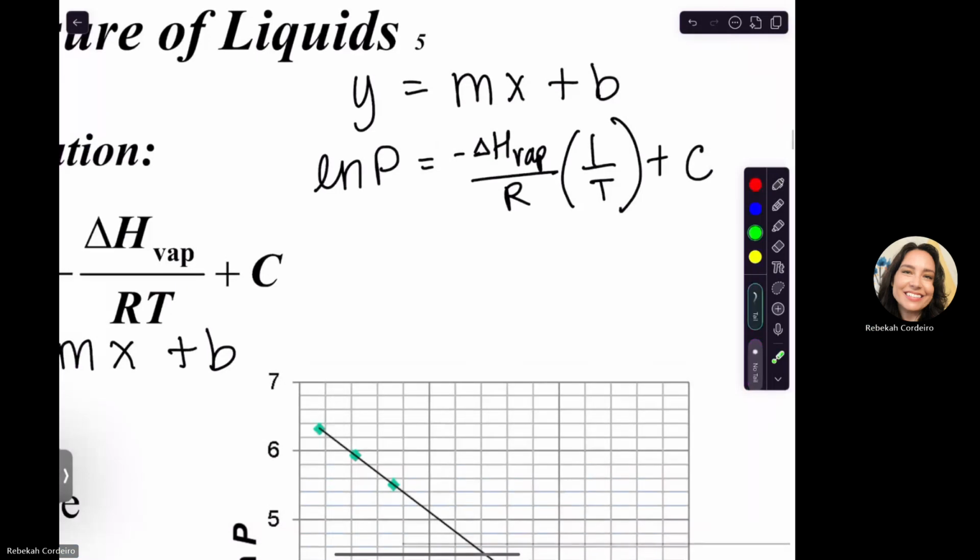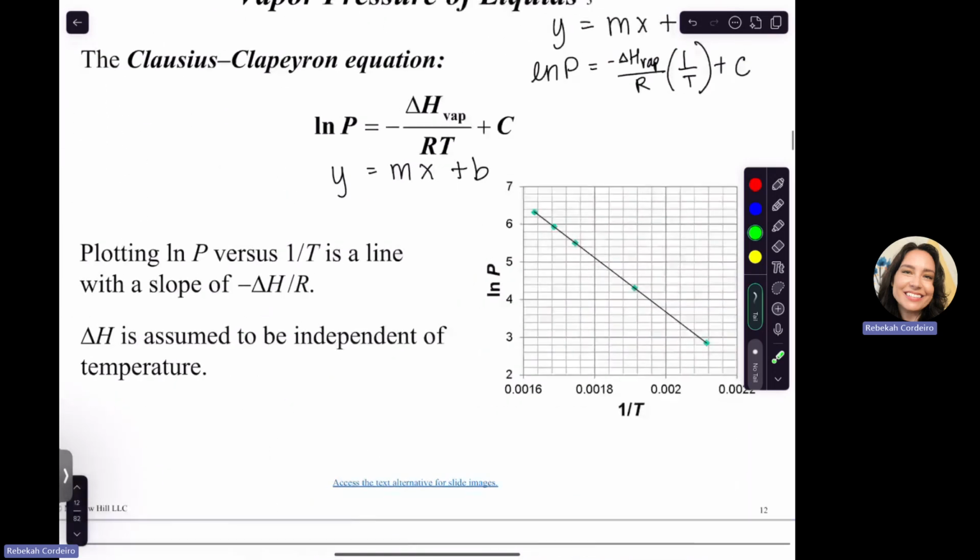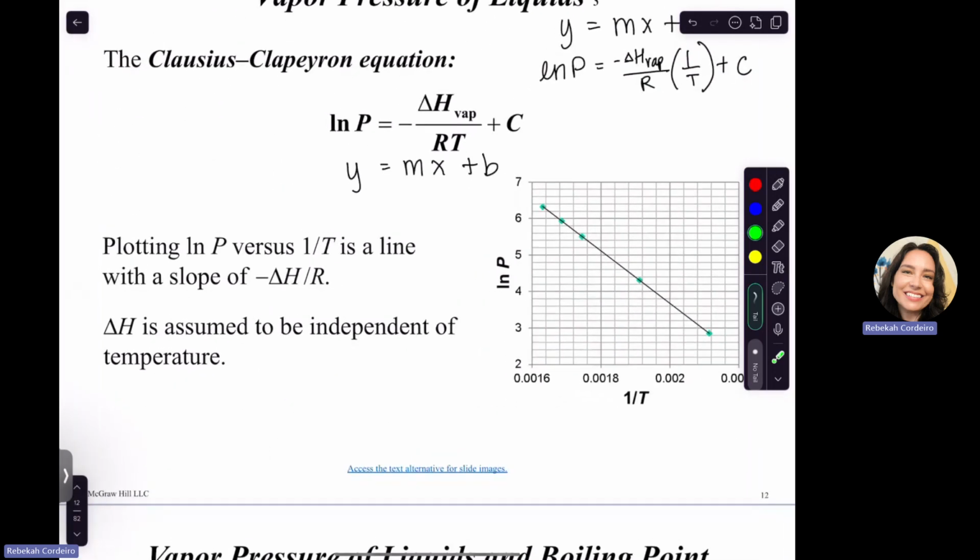So if you plot natural log of vapor pressure against 1 over T in Kelvin, your slope is negative delta H over R. So you could figure out what the enthalpy of vaporization is if you just collect pressure and temperature data for a certain process. We could plot it, and you can plot 2 points and take your rise over your run. That number is equal to negative delta H vap over R. You can solve for delta H vap because you know R is a constant.